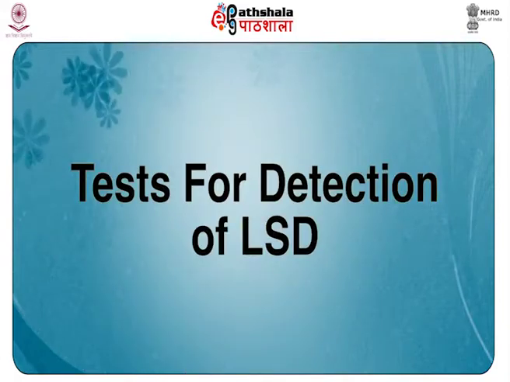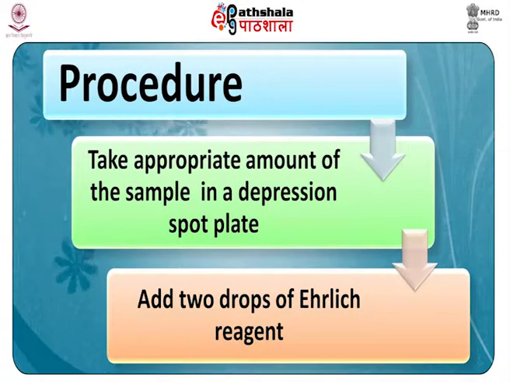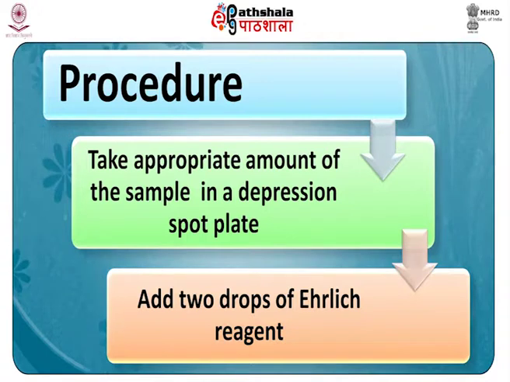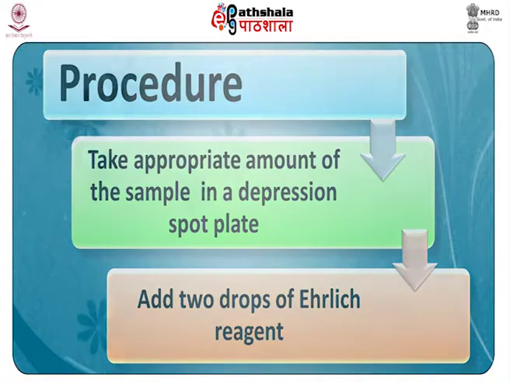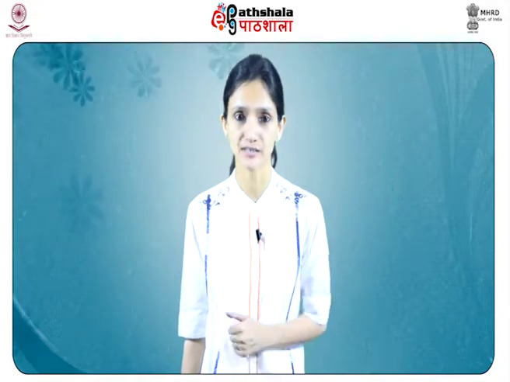Test for detection of LSD. First is the Ehrlich reagent test. Preparation of reagent: 1 gram of para-dimethylaminobenzaldehyde, that is p-DMAB, is dissolved in 10 ml of methanol and 10 ml of concentrated orthophosphoric acid is further added to it. Procedure: take an appropriate amount of the sample or a few drops of methanol extract of the sample in a depression spot plate and add 2 drops of Ehrlich reagent. Appearance of blue to purple color indicates the presence of LSD.